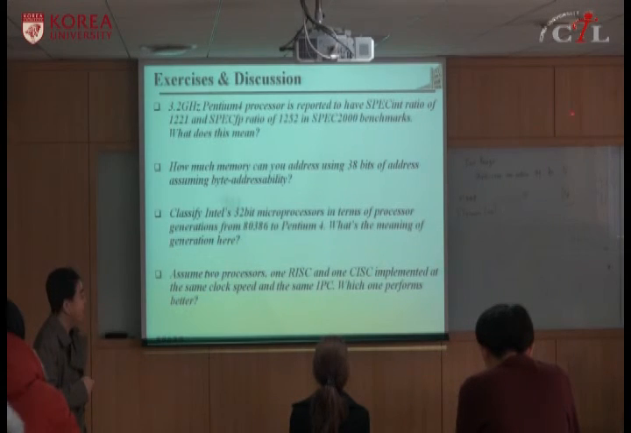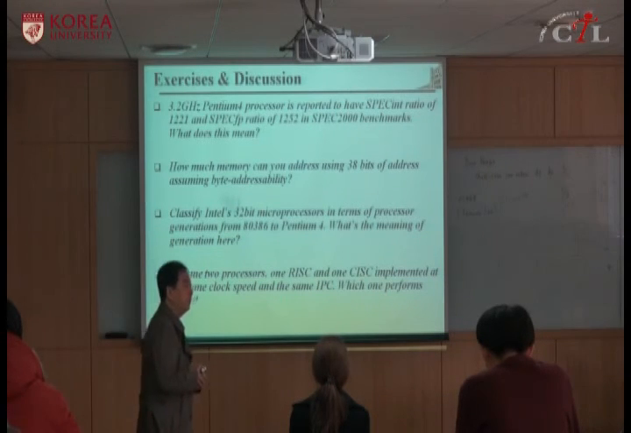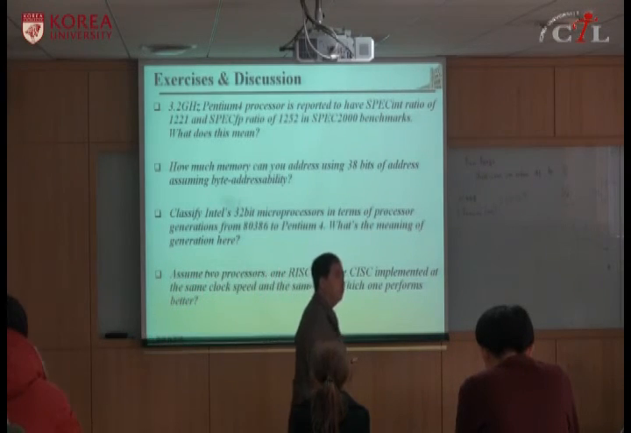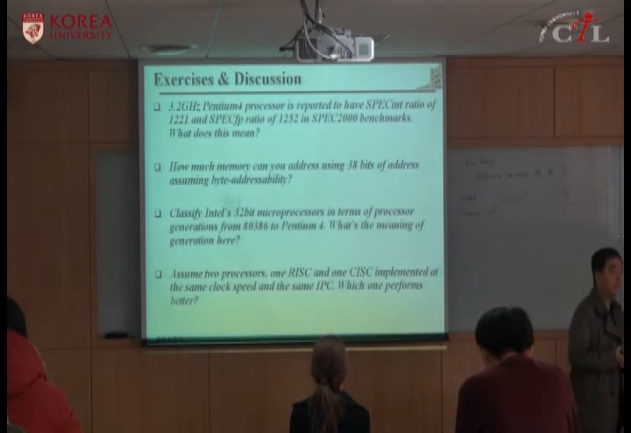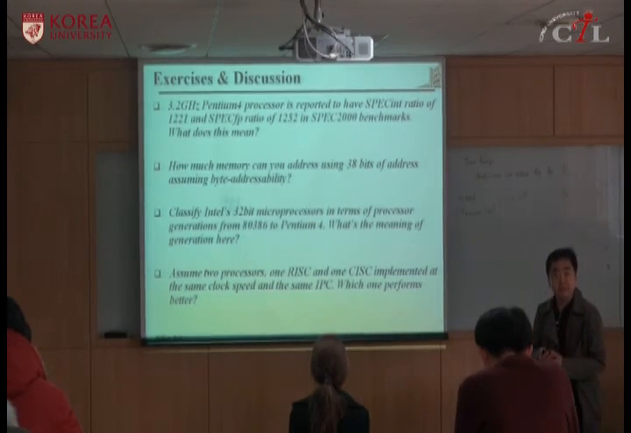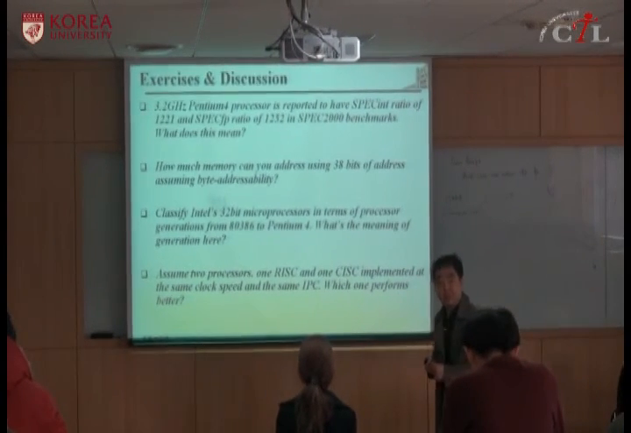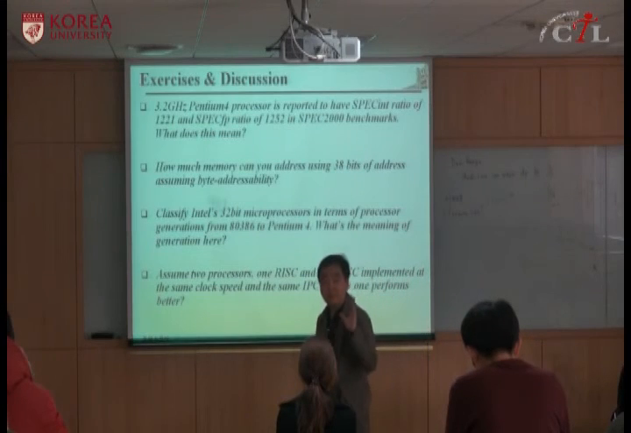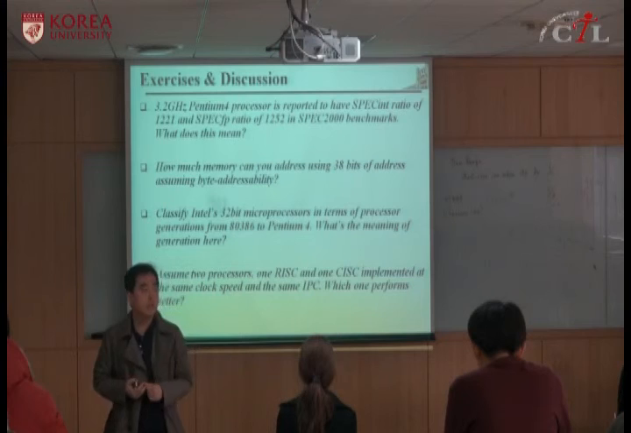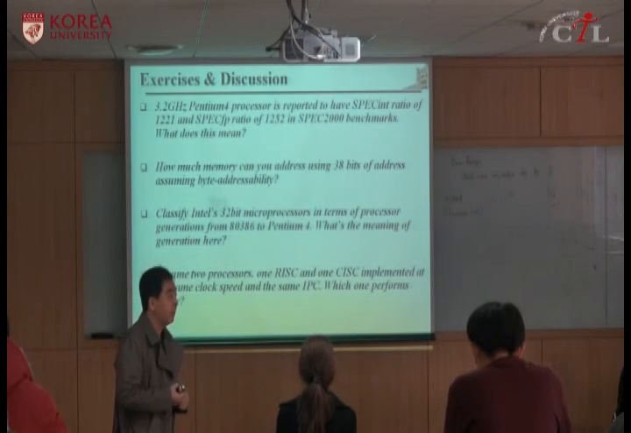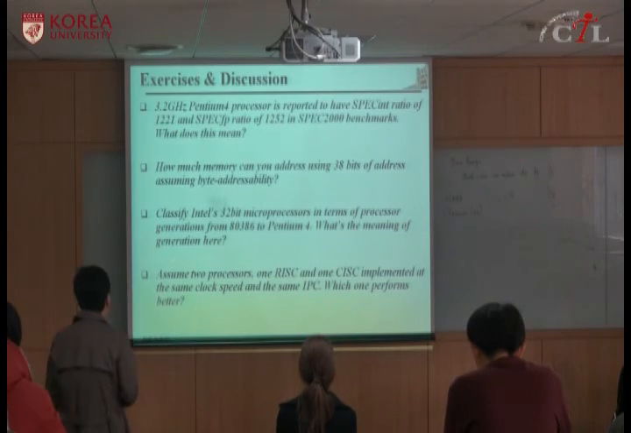Okay? How much memory can you address using 38 bits of address? So if you use 38 bits of physical address, that means your maximum main memory DRAM size can be 256 gigabytes. If you use a 36-bit virtual address, your program can be as big as 64 gigabytes. Okay? The virtual address determines the program size, and the physical address determines the main memory size.